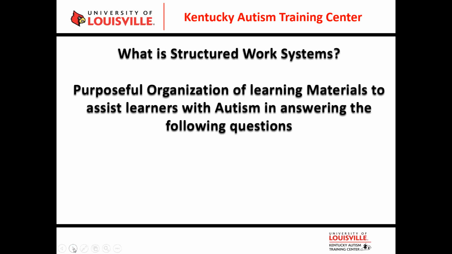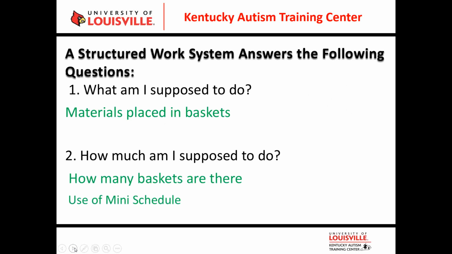So what is a structured work system? It's just purposeful organization of learning materials to assist learners with autism in answering some questions. So the first question is, what am I supposed to do? The way that's answered is that materials are placed in baskets or bins on a shelving system or along a table. How much work am I supposed to do? You just look at the baskets. How many baskets are there? And also the use of a mini schedule.